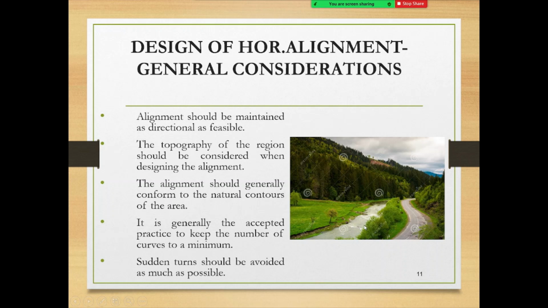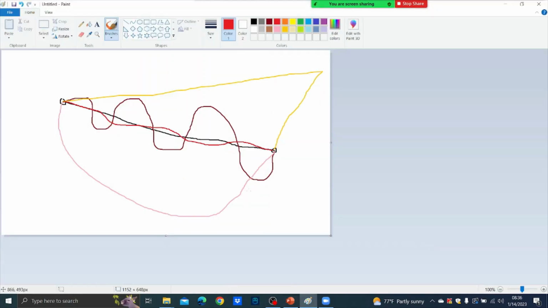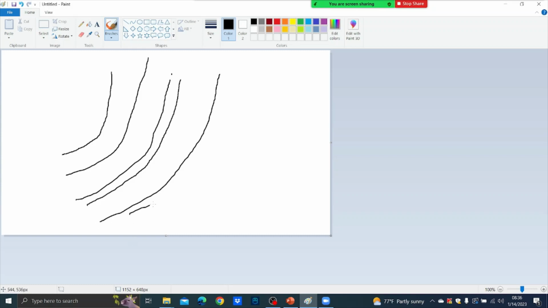The alignment should generally conform to the natural contours of the area. So what does that mean? Again, I'll show you. Just think, these are your contours. If you are going to design a road, conforming with natural contours means something like this. Maybe you can cross one contour. Or the optimum one may be like this. The yellow color one may be the optimum one. And the brown color one is maybe somewhat okay, because you can't always go by the same contour.